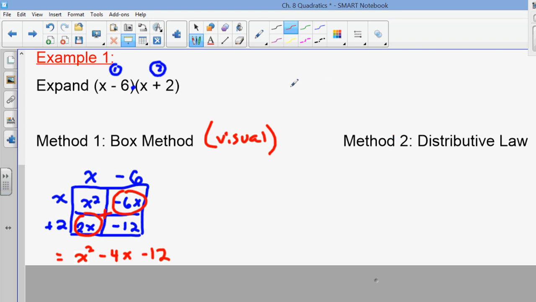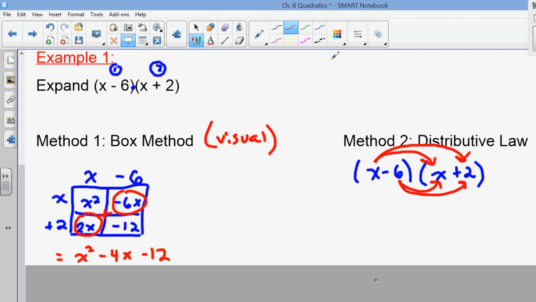However, let's go back and use the distributive law like we did before. If I had x minus 6 times x plus 2, I can multiply this x by this x, but then this x also has to distribute to the 2. If we stopped there, we would have forgotten about the negative 6. So the negative 6 also needs to multiply by the x and by the 2. We multiply every possible combination so that we distribute the x and the negative 6 individually. We are doing that expanding process twice, like on the last slide.